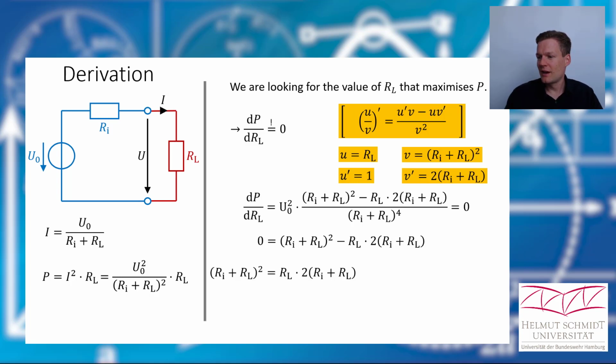Here you see we can divide by the term in brackets, so we get rid of it on the right side and we lose the power of 2 on the left side. Now we can rearrange this equation and it leads to RL is RI. So please remember, when you have a given source and you're asked to find a load that consumes the maximum possible power, then you need a load resistor which is as big as the inner resistance of your source.